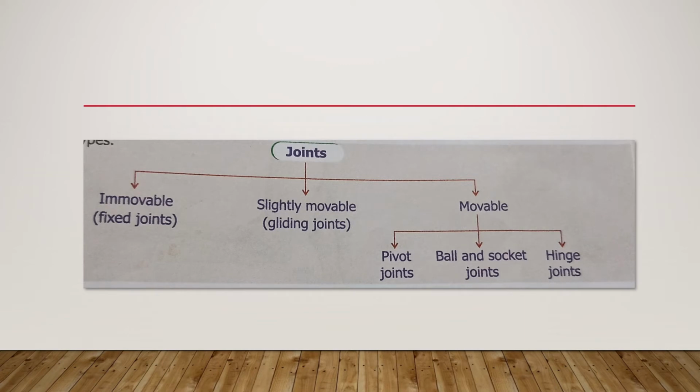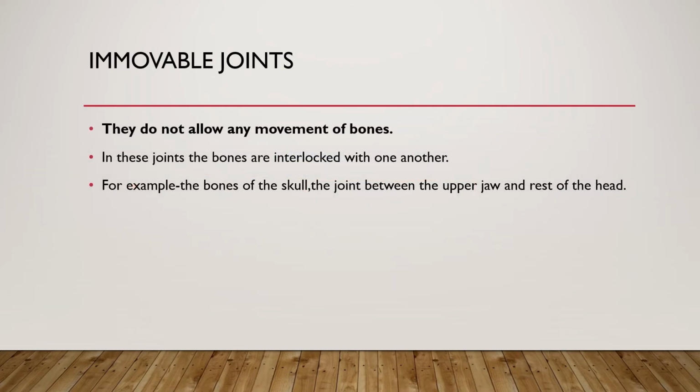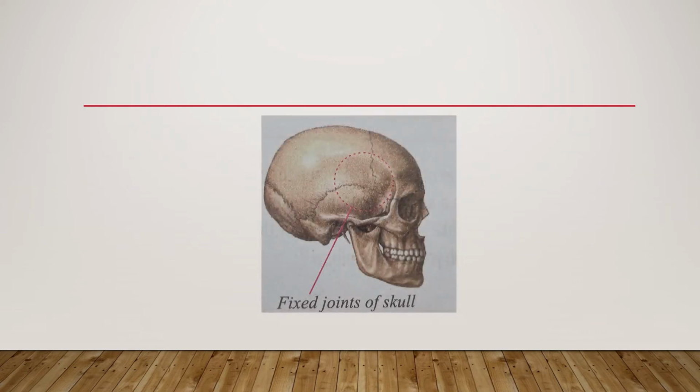All these joints which we discussed are divided into three categories: immovable joints, slightly movable joints, and movable joints. Immovable means the joints which are fixed. Slightly movable will show slight movement. Then movable, the pivot, ball and socket, and hinge joints, show movement. Firstly, we'll start with immovable joints. They do not allow the movement of bones. They are present in the bones of the skull, or the joint between the upper jaw and the head. Here we can see in this diagram the fixed joint of the skull.